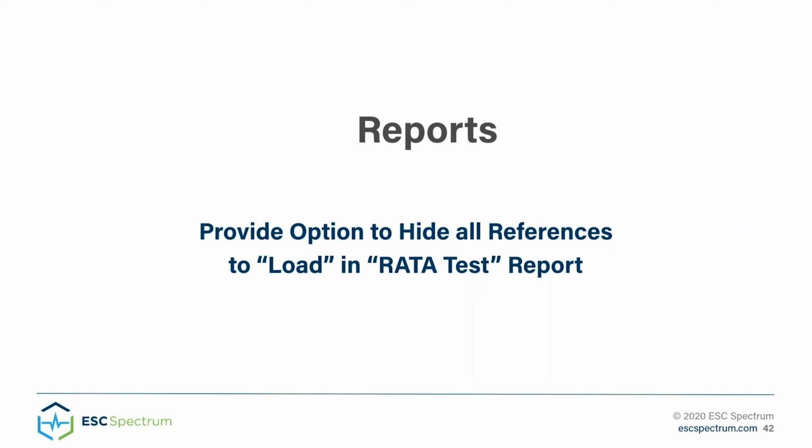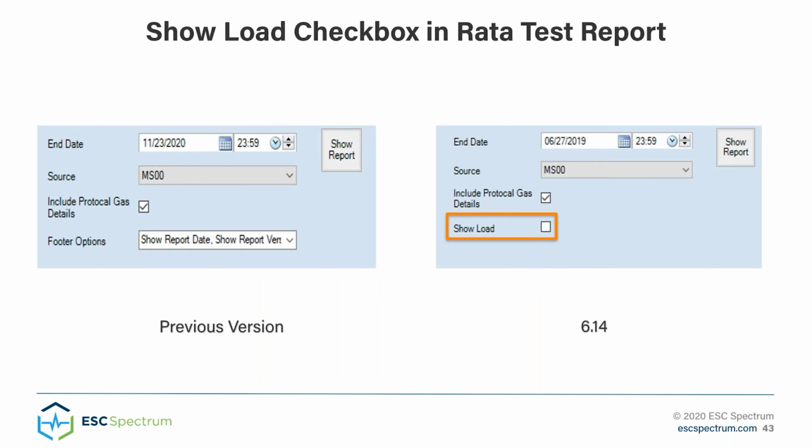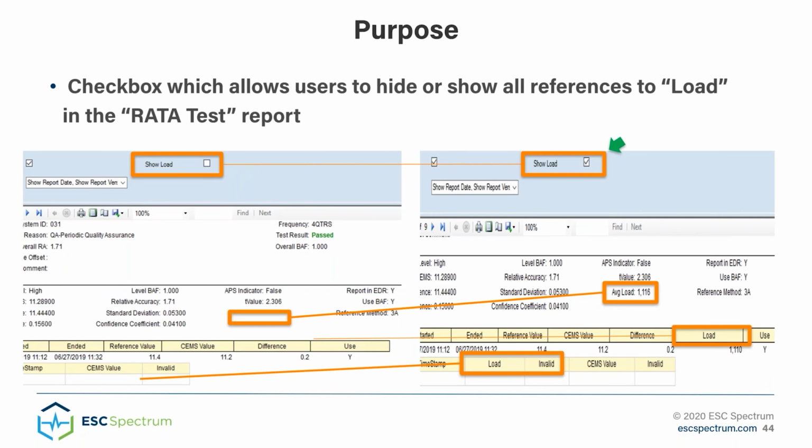Reports. Provide option to hide all references to load in RATA test report. Here you see the new Show Load checkbox in the RATA test report. The screenshot on the right shows a sample report when the Show Load box is checked, and on the left when it's unchecked.